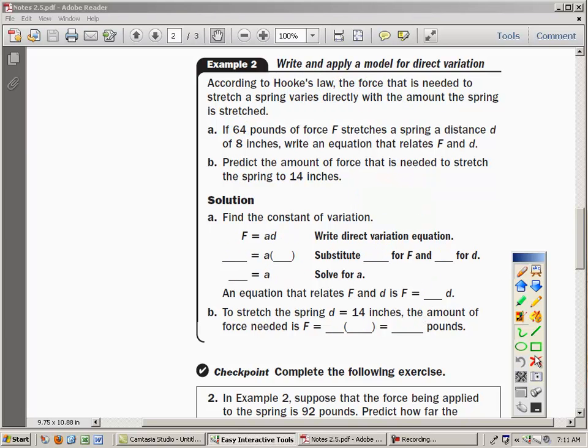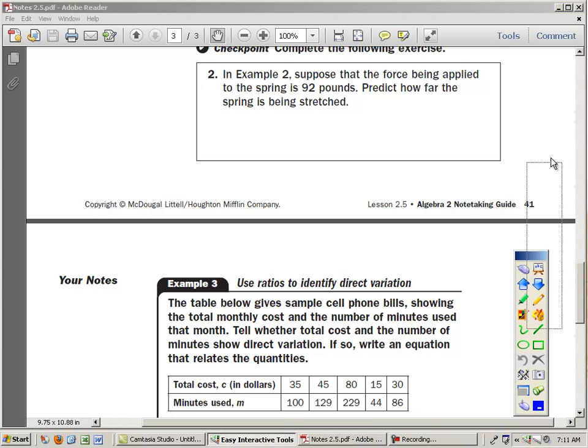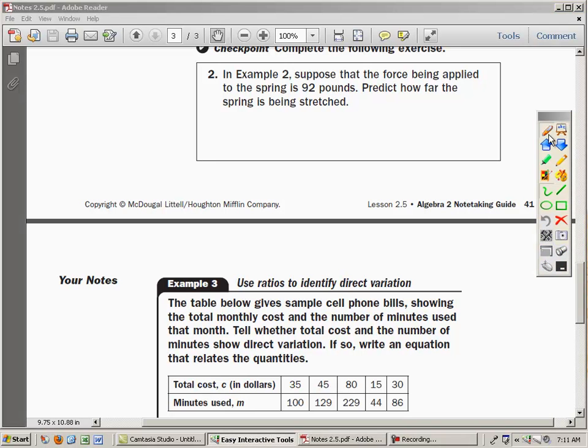Okay? All right, so another checkpoint example here. Why don't you guys go ahead and give that one a shot and restart the video and let's see how it goes. All right, so we're going to use the exact same equation this time. Again, force is equal to 8D. This time they're going to give us the force, and we have to solve for the distance, predicting how far the spring is being stretched.